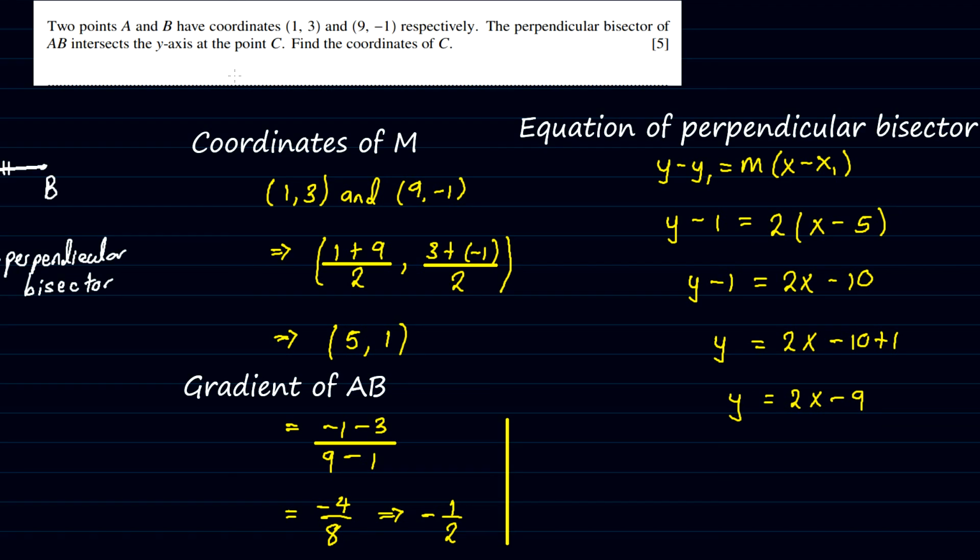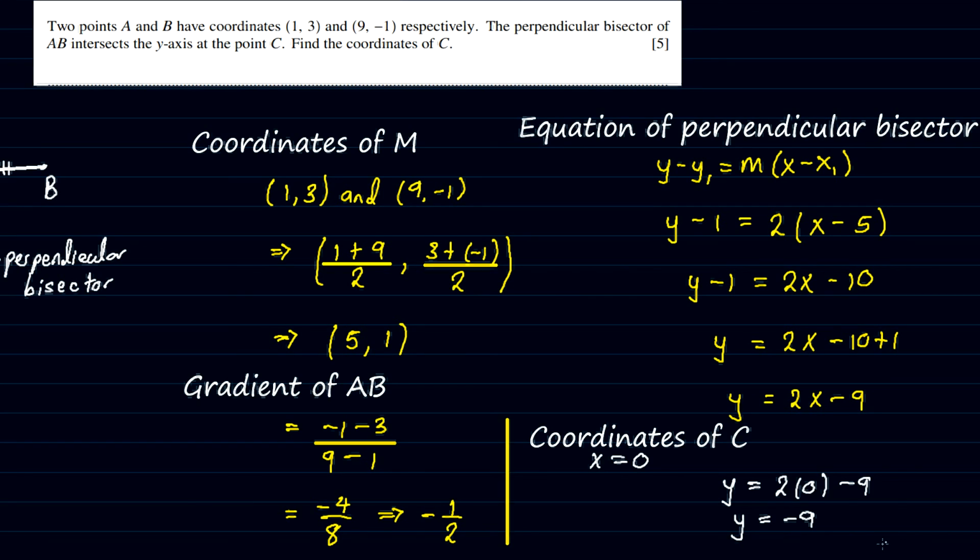Now, the coordinates of C is where the bisector intersects the y-axis, and it intersects the y-axis when x is equal to 0. So when x is equal to 0, from this equation, we'll be having y is equal to 2 of 0 minus 9, so y comes out as minus 9. Therefore, the coordinates of the point C for the final answer are going to be 0 and minus 9. That's the final answer right there.